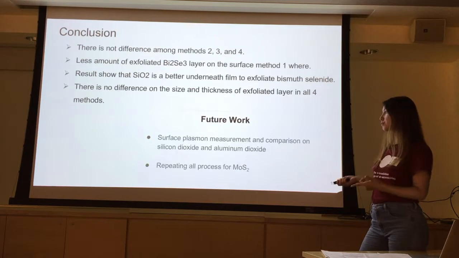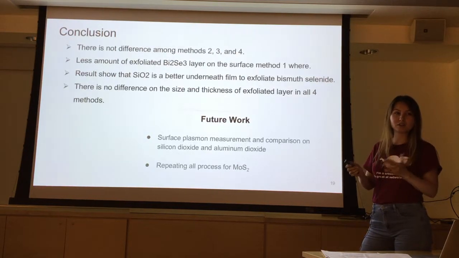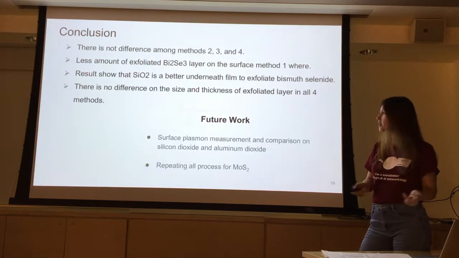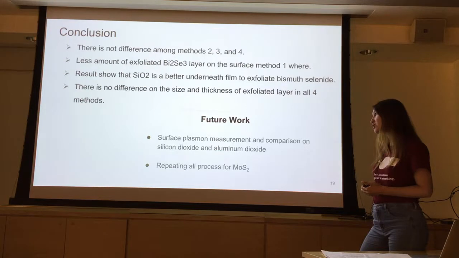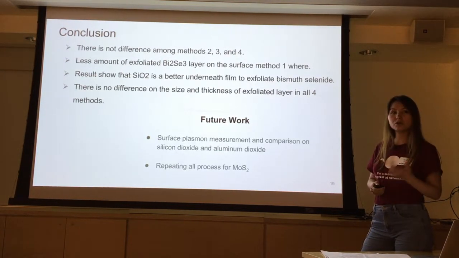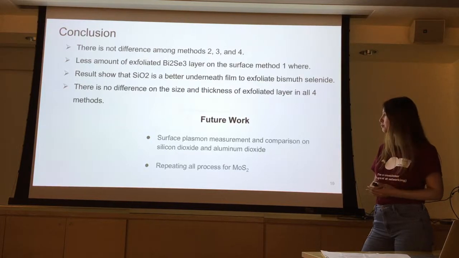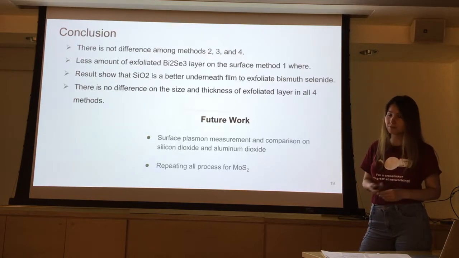For the future work, this was just the beginning of my project and I could not finish it yet. In the future, I will do the surface plasma measurement for silicon dioxide and aluminum oxide to compare them, and do the same process for molybdenum disulfide.